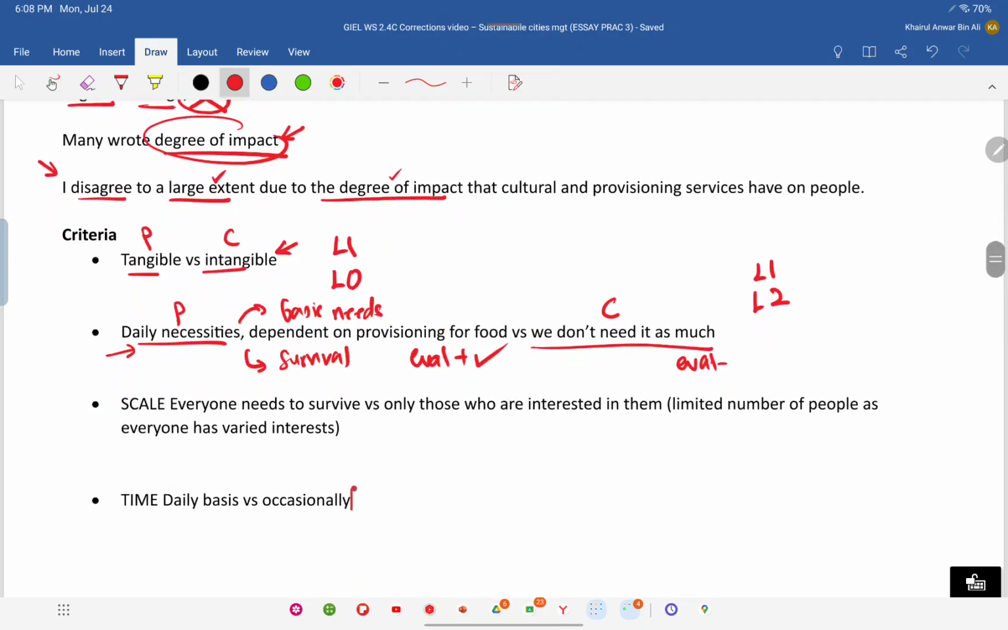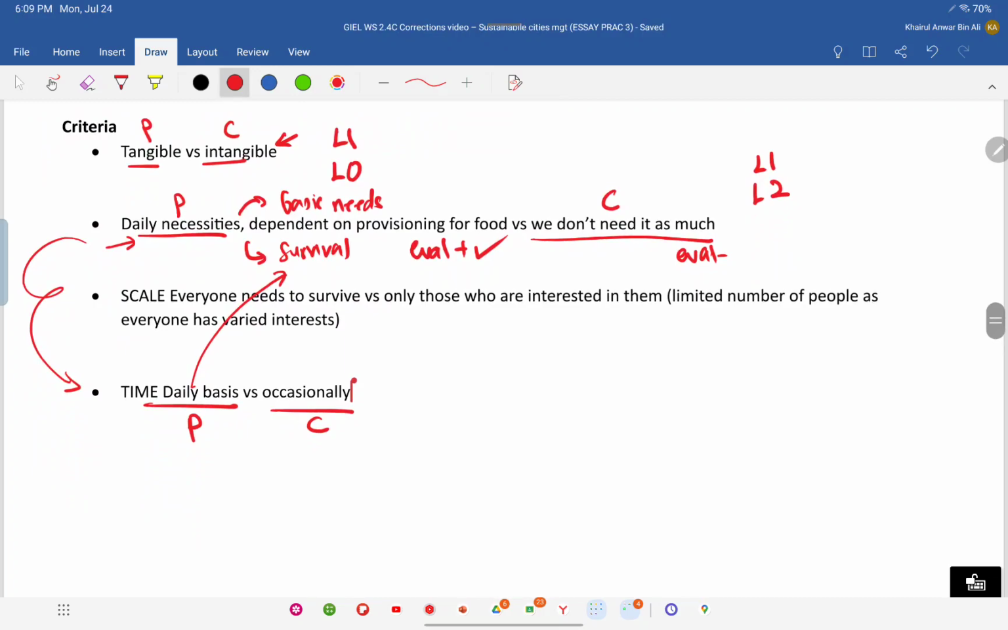I want to talk about date time, because we're talking about the daily necessities, right? So it's related, right? Provisioning service is something that you need daily. Why daily? Then you bring up the same kind of arguments here. But as opposed to cultural services, it's not about whether you need it or you don't need it. It's more that you need it, but not as frequently as a provisioning service. You need it only in certain junctures in time.